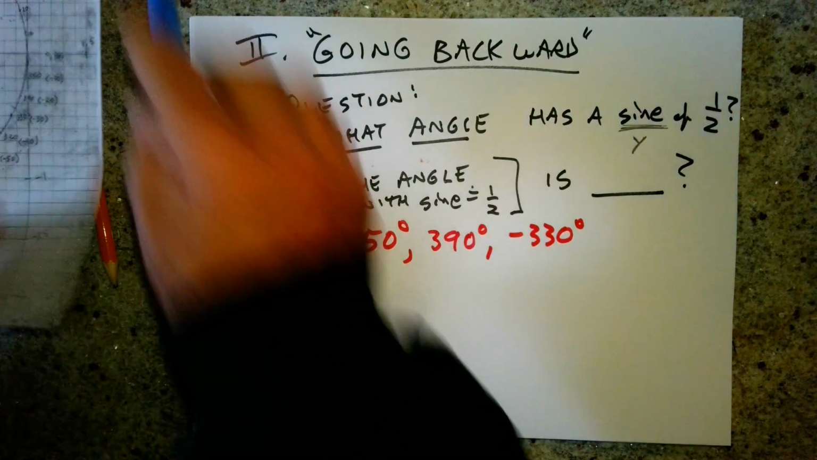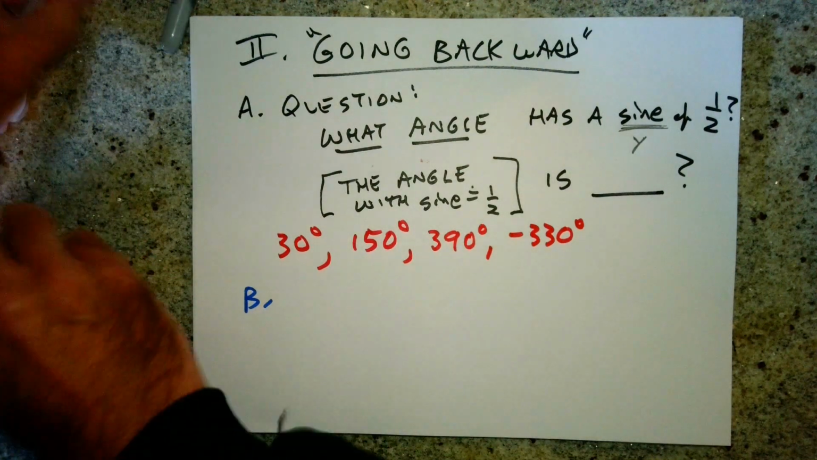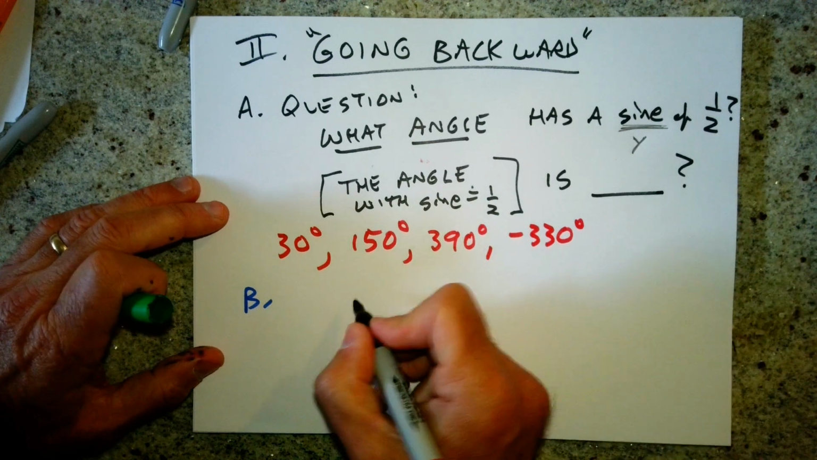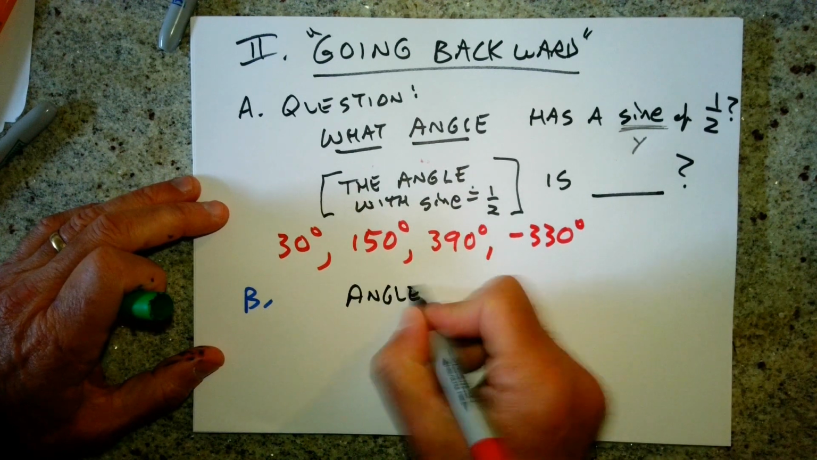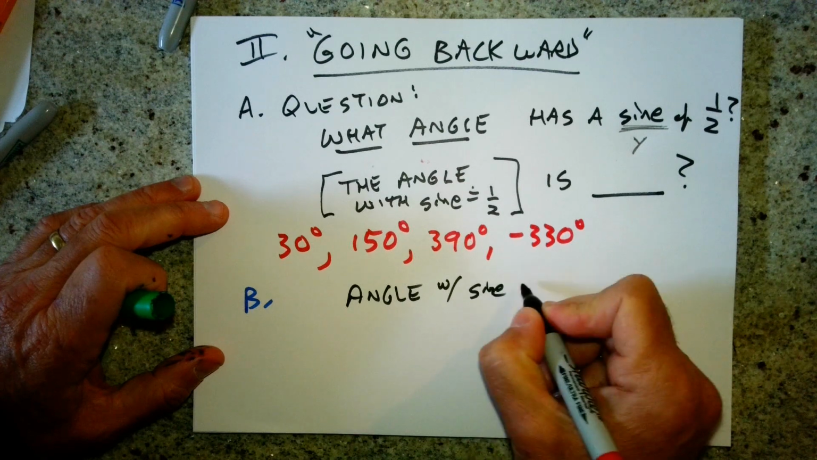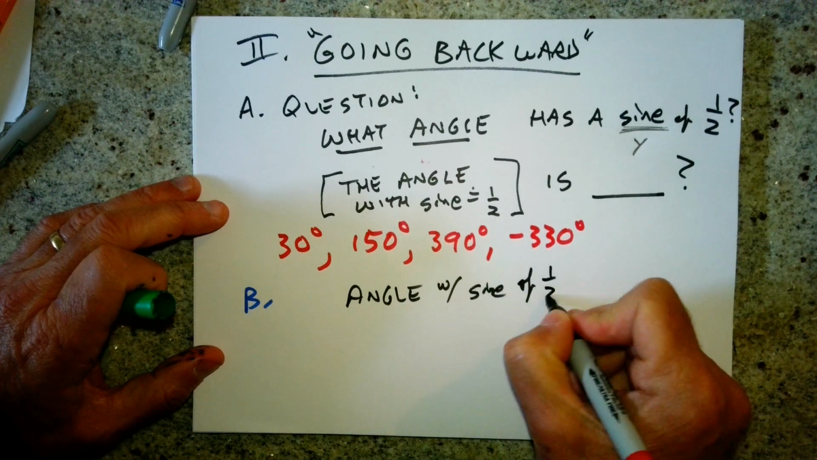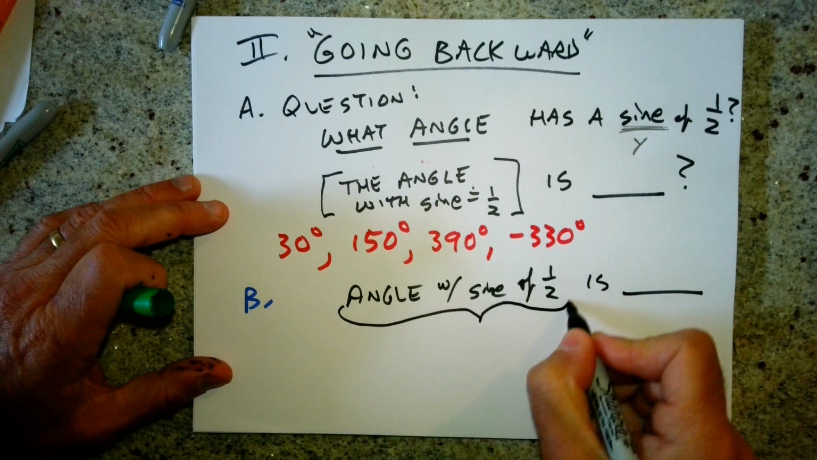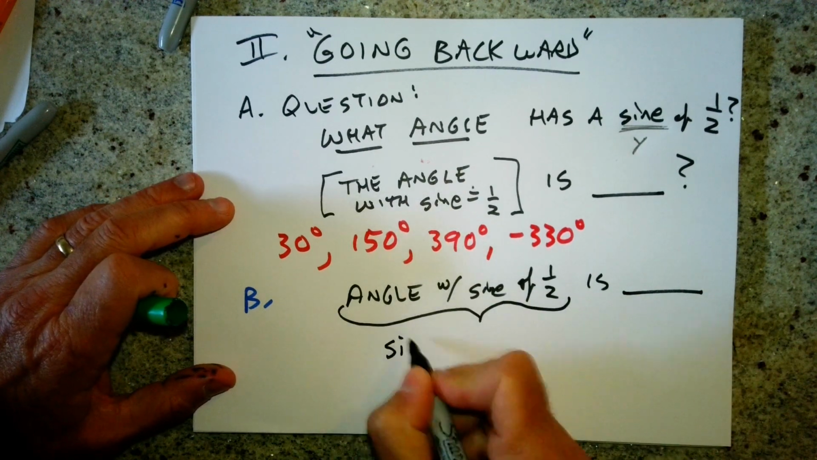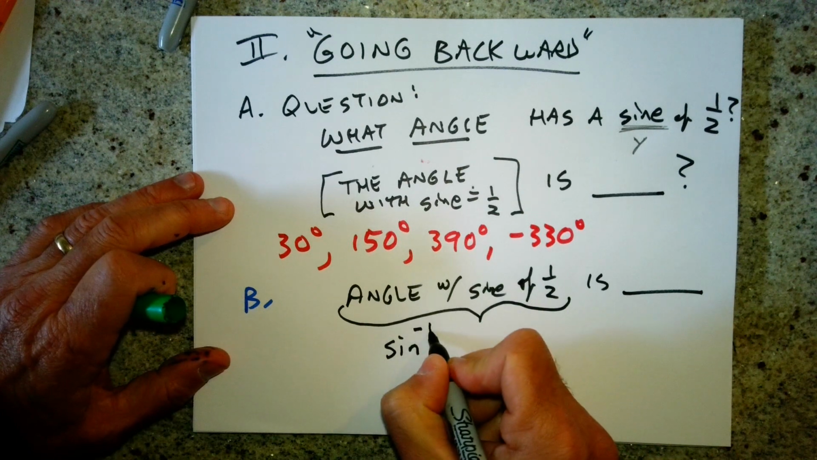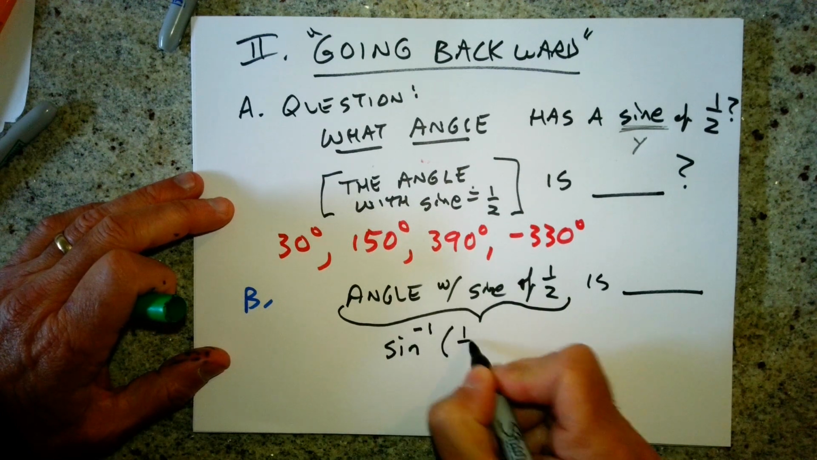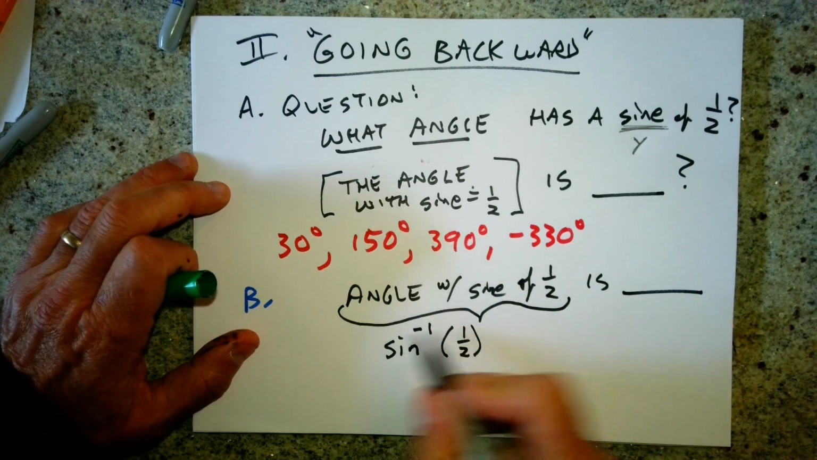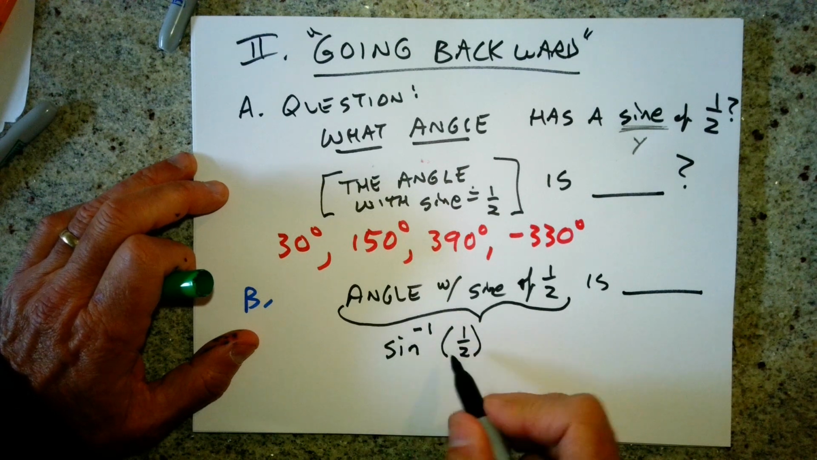Okay, now we need a language to do this. Because no one in math wants to write "the angle with the sine equal to 1/2 is blank." All of this is written this way. You write the sine like you're normally writing a sine, then you put a -1 there, and you put 1/2 in parentheses. So this means the angle with a sine of 1/2. When you read that, you're supposed to think the angle with a sine of 1/2.